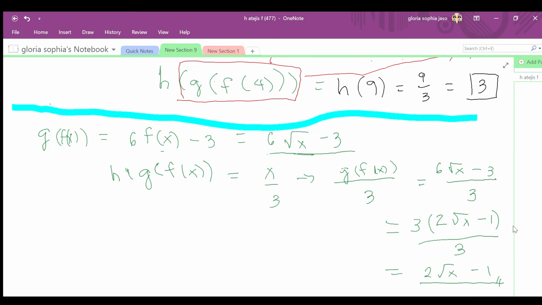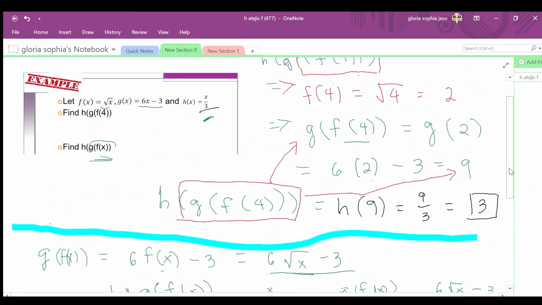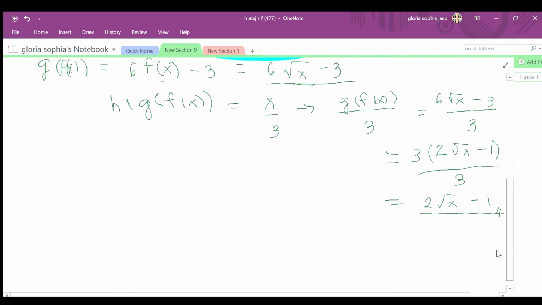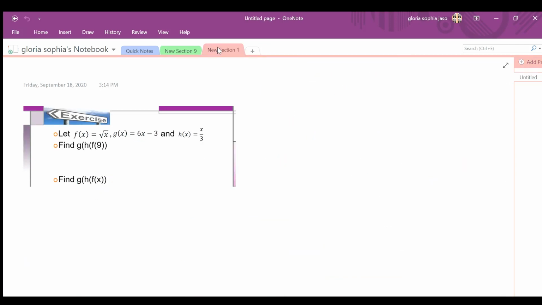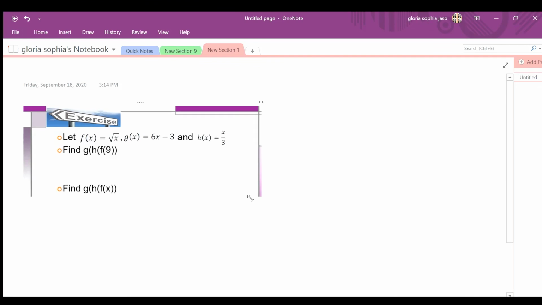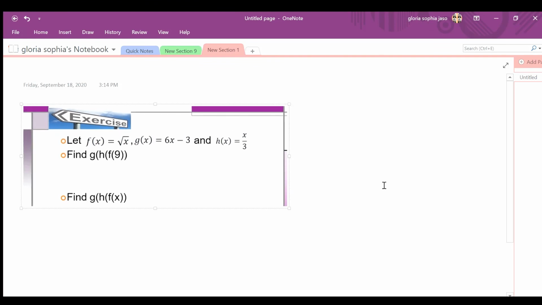Okay, so naintindihan ba natin to? Okay, kung naintindihan, try nga natin. Check nga natin kung talagang naintindihan. Okay, so try nyo to answer this class in a sheet of paper, then later I will show you the answer.